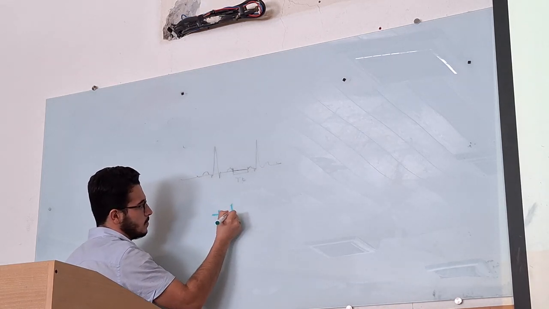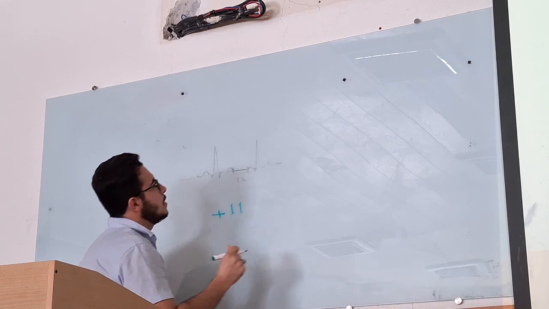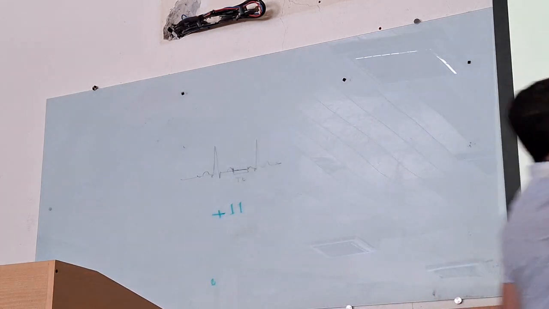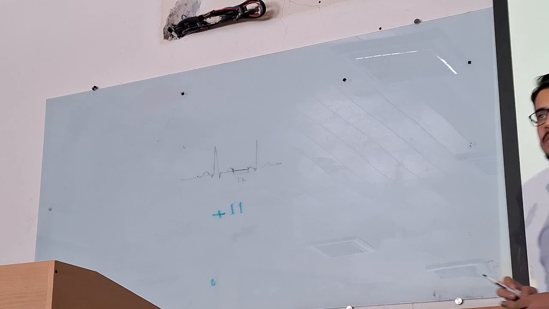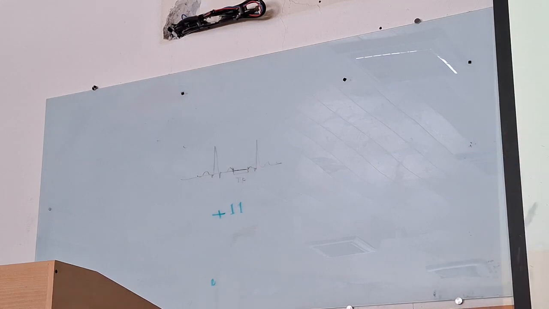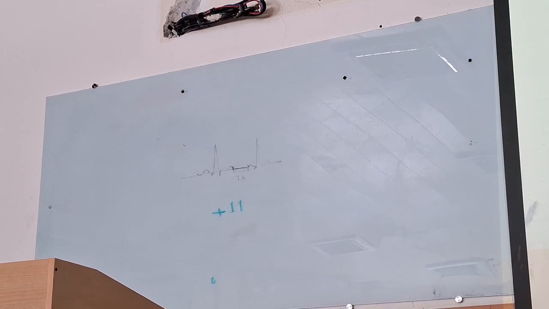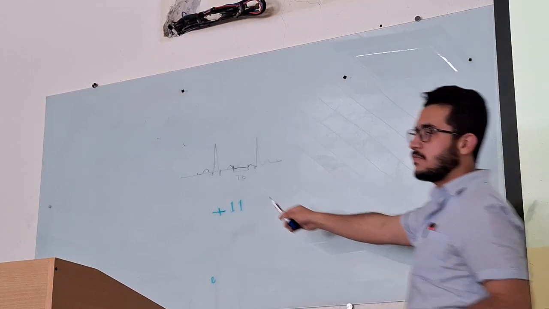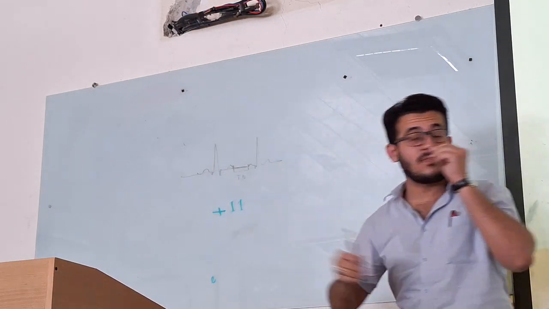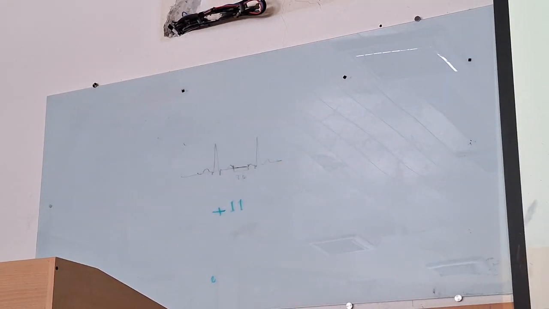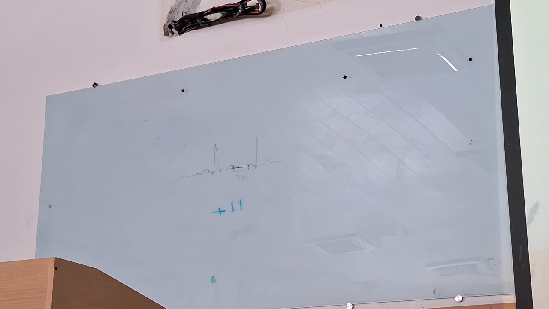Positive 11. No, that's no change. This is bundle branch block, with a change to left axis deviation. I stopped the presentation. So here we have positive 11 in unit 1. Now show us in unit 3. And the third, that's one.